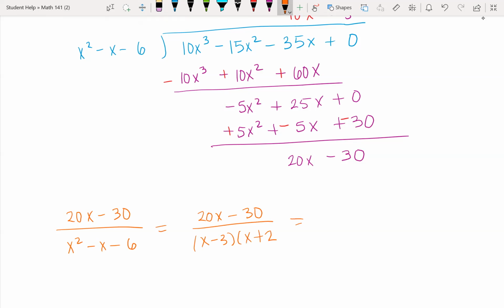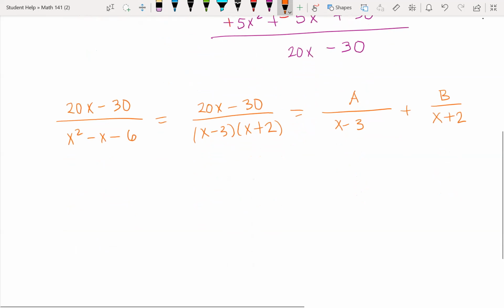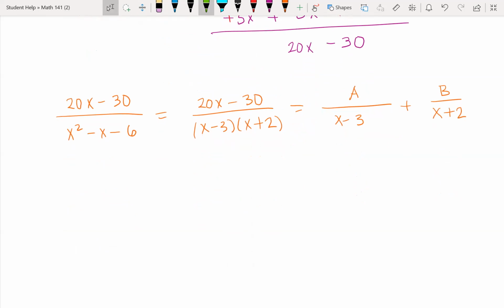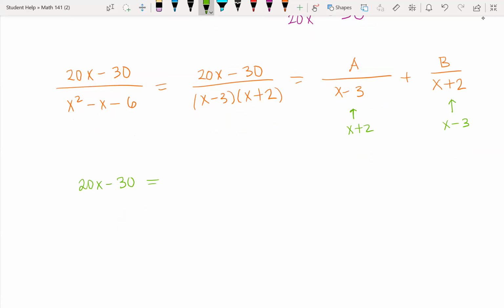And so then we'll split this up into two fractions. We'll have A over x minus 3 and B over x plus 2. Right. So I'm going to multiply this by x plus 2, and I'm going to multiply this by x minus 3. So the numerators are going to end up being 20x minus 30, that's from the left-hand side. I'll have A multiplied by x plus 2, and I'll have B multiplied by x minus 3.